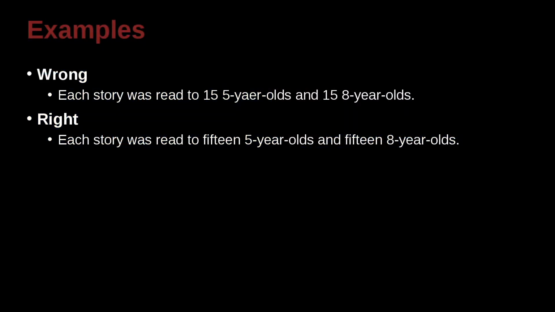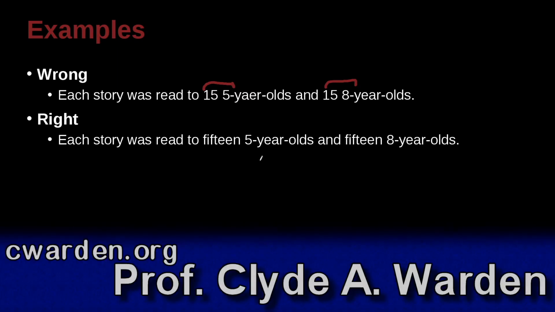Let's return here. Each story was related to 15 5-year-olds and 15 8-year-olds. And here we've got this problem where two numbers together, it's not really wrong that it's not following the rule. I mean, not bad. But the problem here is this 15 and 5 together, this 15 and 8 together. That's a little bit weird. Easy to get misunderstanding, like 155, 158. So what do we do? We need to change one of them to be spelled out.